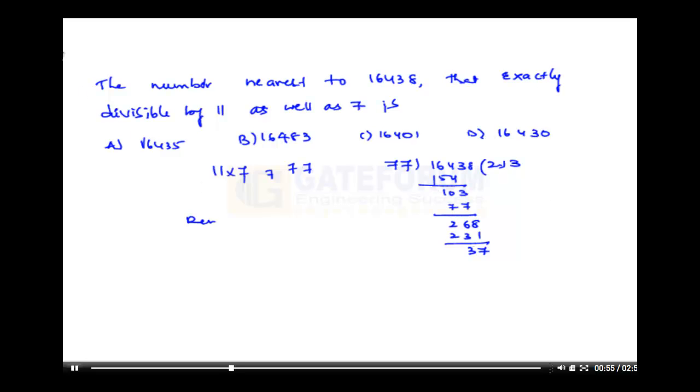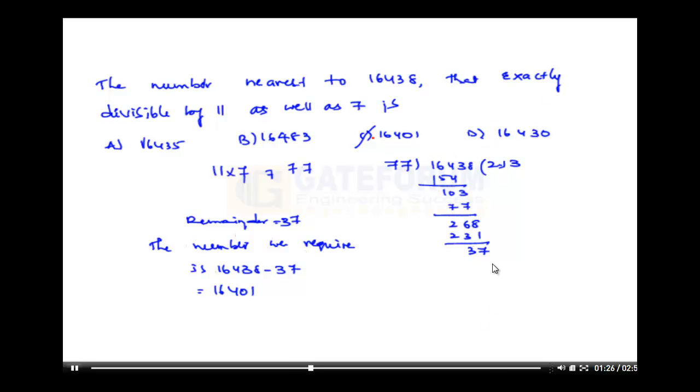Now the remainder we are getting is 37. So the number we require is 16438 minus 37, which is nothing but 16401. So that gives option C here. And here we have another method also.